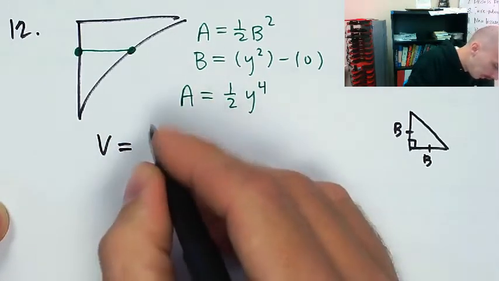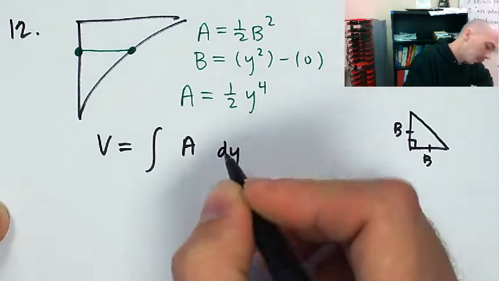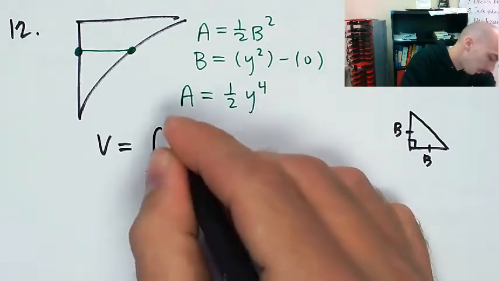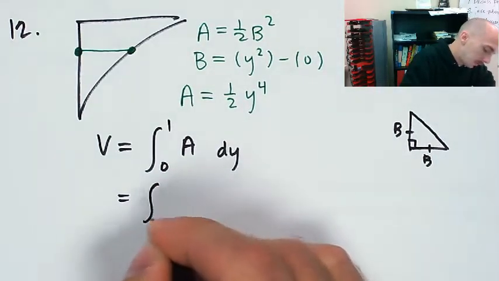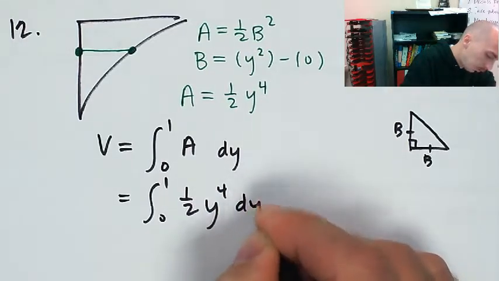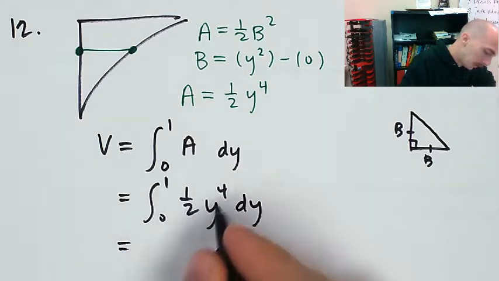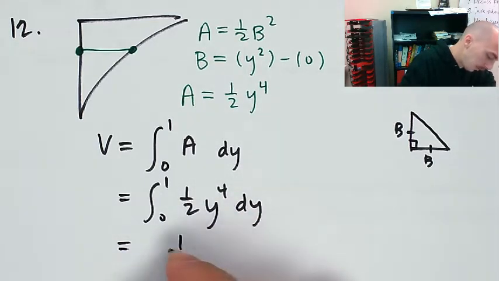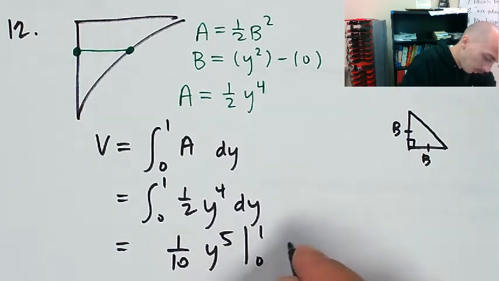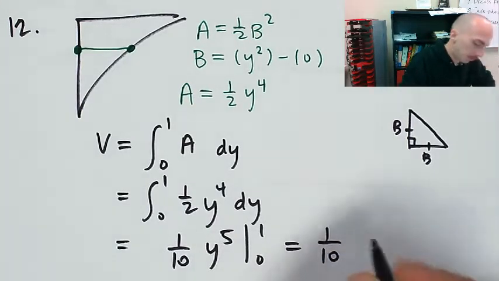Okay. The volume we know is equal to the integral of the area formula. The formula depends on y because our cross sections are perpendicular to the y-axis, and we're going to let y run from 0 to 1, which is the integral of 1/2 of y to the 4 dy. Okay, add 1 to the power, divide by the new power, so that would be 1/10 of y to the 5th as y runs from 0 to 1, and that'll be 1/10 of 1 minus 1/10 of 0, and that's just 1/10.